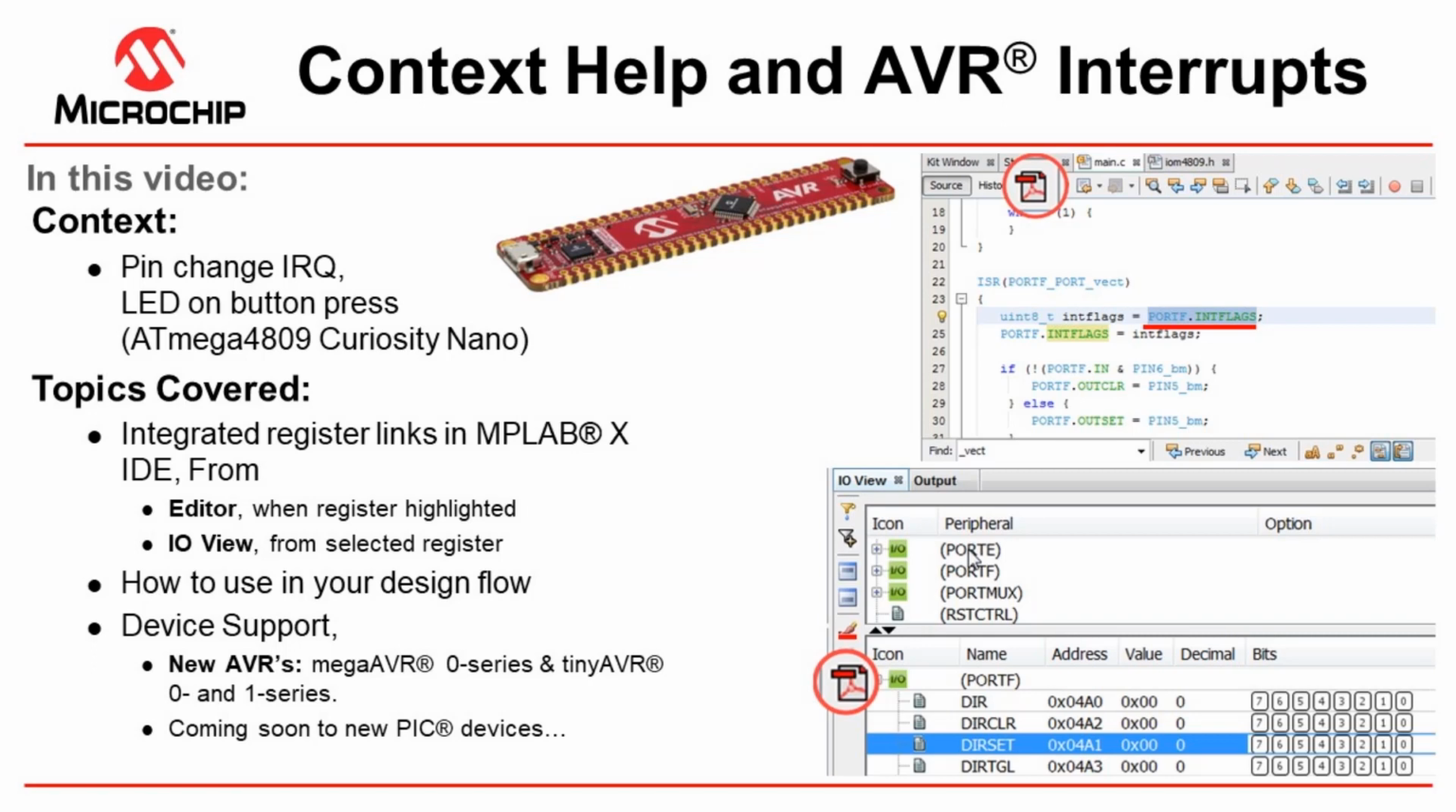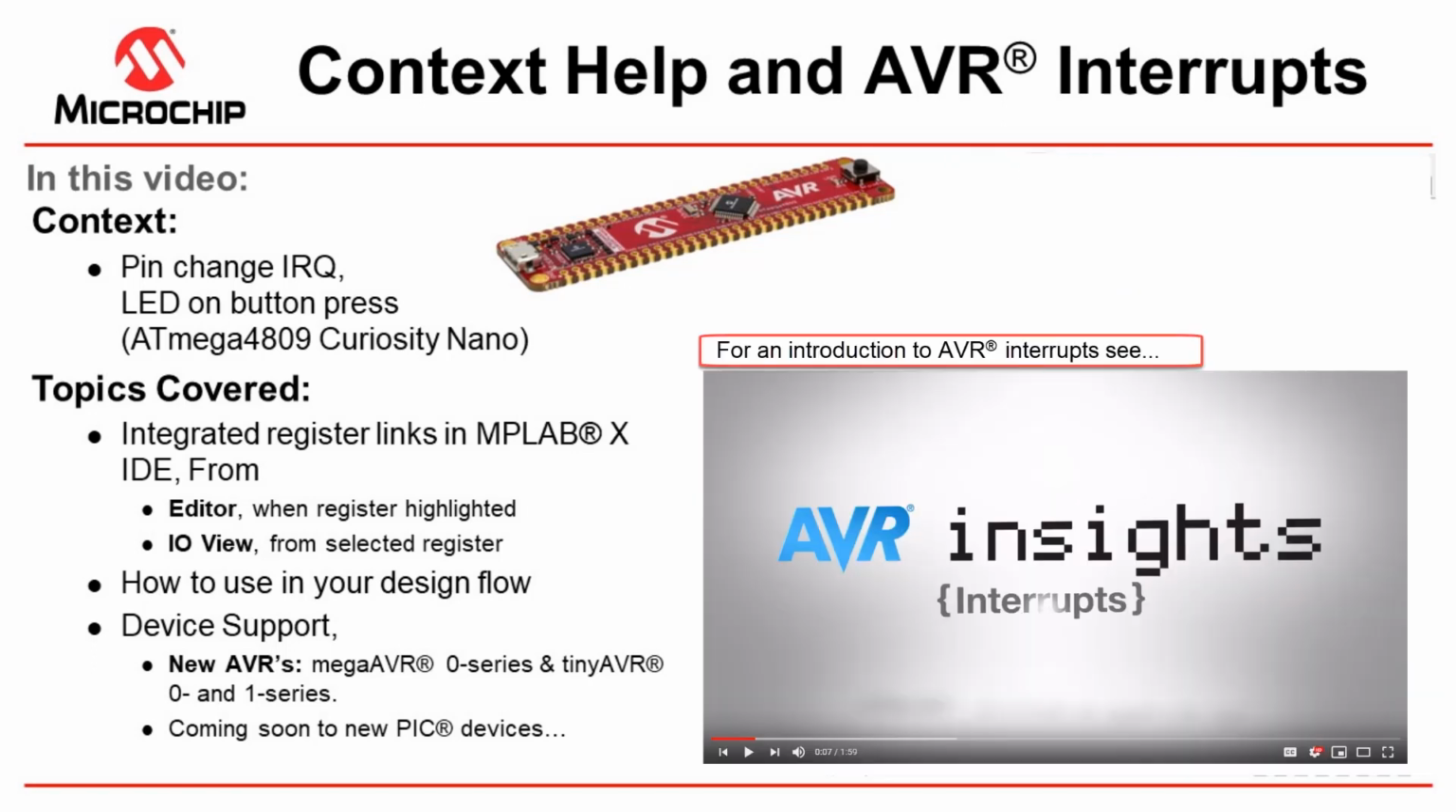We're going to show off the Curiosity Nano for the MEGA4809 and show how to access some of the key documents for that, which has been built into MPLAB X. So we're going to be covering accessing the HTML datasheet, both via IOView as well as from the editor when we highlight the peripheral.register. Let's get going.